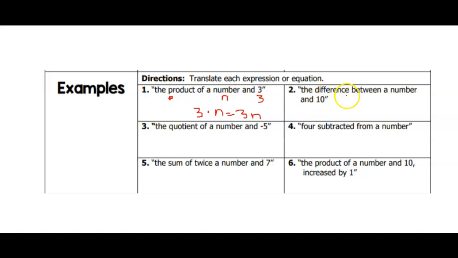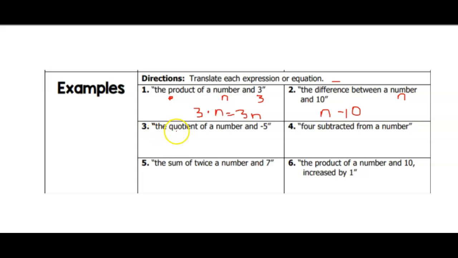Number 2, the difference between a number and 10. Well, I'm going to call that number n, and then I have 10. Difference meant subtraction. If I look at my key, difference was subtraction. So I'm taking n minus 10.